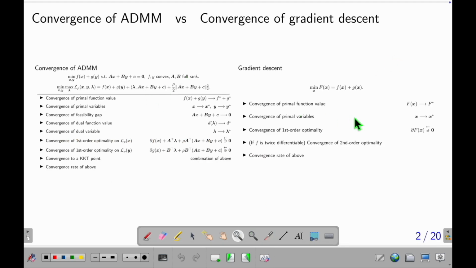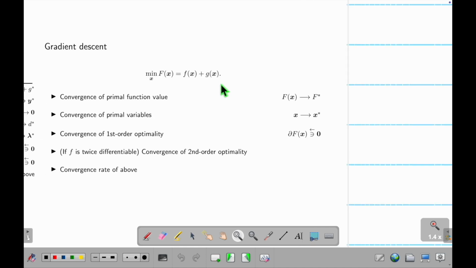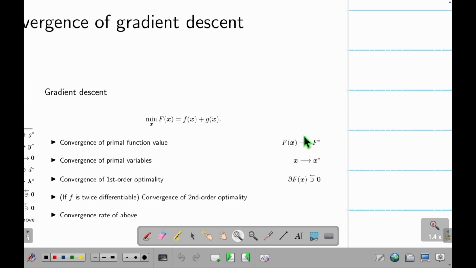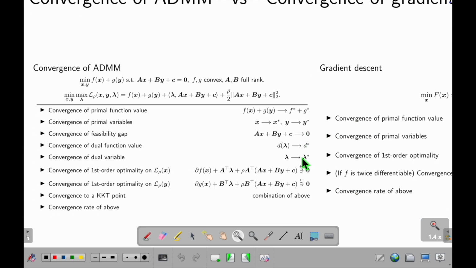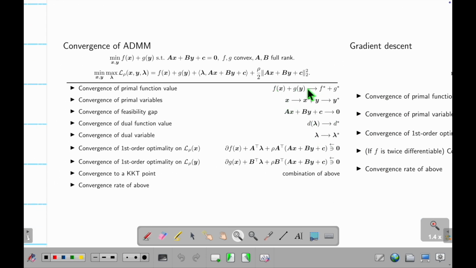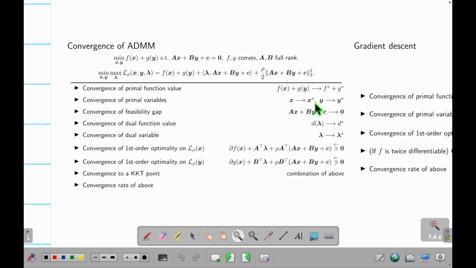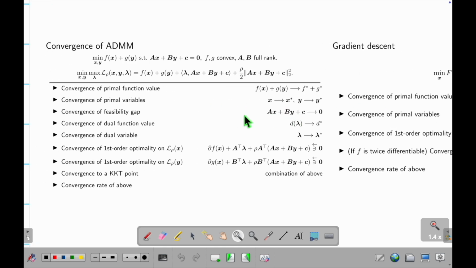If you talk about gradient descent, proximal gradient descent, you have just a few bullet points. F converges, x converges, 0 belongs to the subdifferential at the optimal point. That's it. We don't talk about second-order optimality. We don't care. So we have just three things. Once we have this, oh my gosh, you have f converges. So this is the first thing. Point converges. So this is the second thing. This is new. Constraint converges. Dual converges. Dual value converges. Dual variable converges. Optimality condition in the subdifferential sense for the primal on x and for the primal on y.